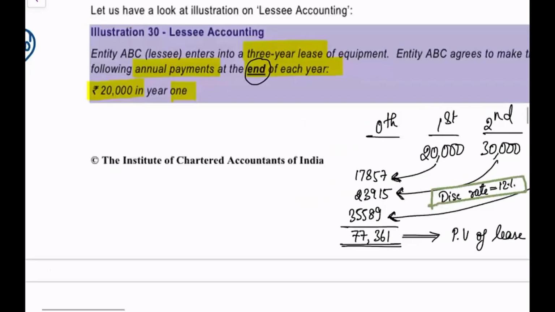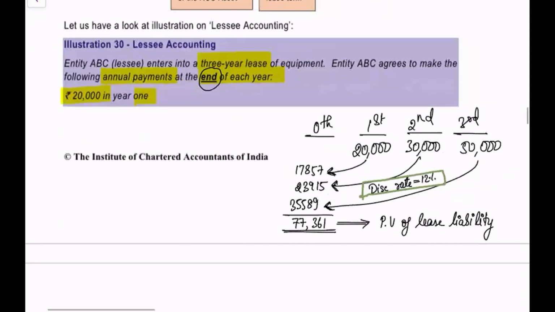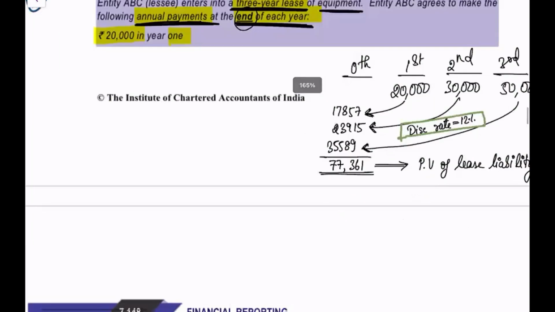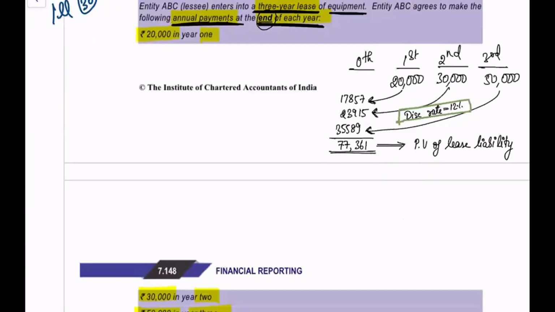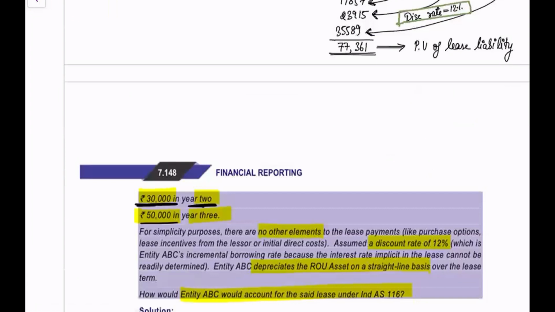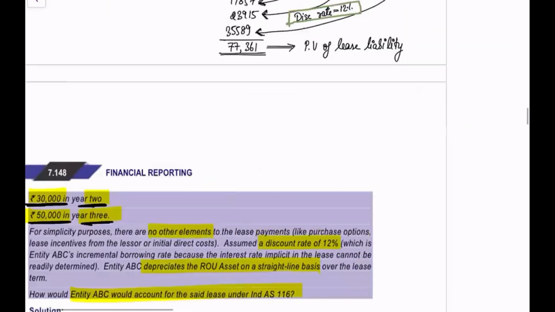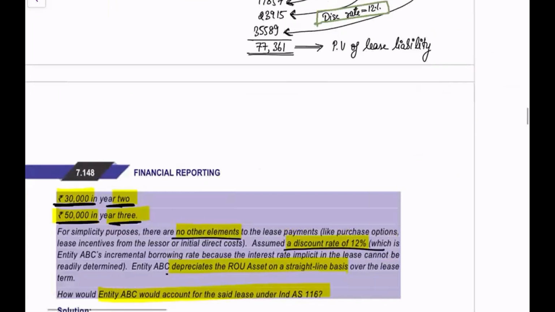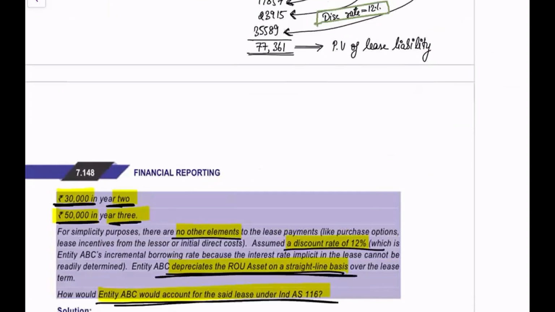So illustration number 30. In illustration number 30, they tell you that lessee enters into a 3-year lease of equipment. So they are leasing equipment for 3 years and they are going to pay an annual payment at the end of each year. Here there is no issue if it is at the end of each year. So 20,000 at year 1 they are going to pay, 30,000 in year 2 and 50,000 in year 3. There are no other elements. And their discount rate is 12%. Okay. And the ROU asset depreciates on a straight line basis. How would the entity account for the same under lease?